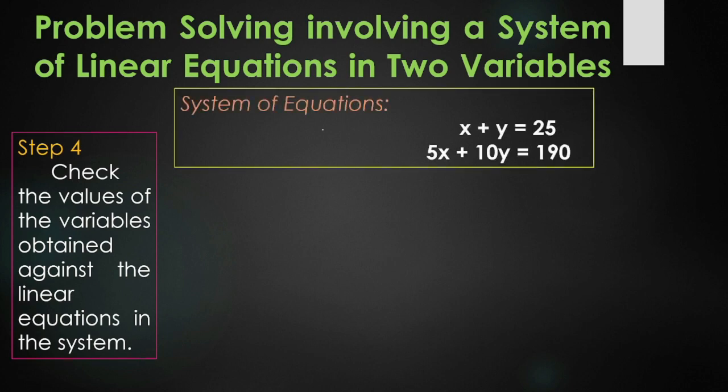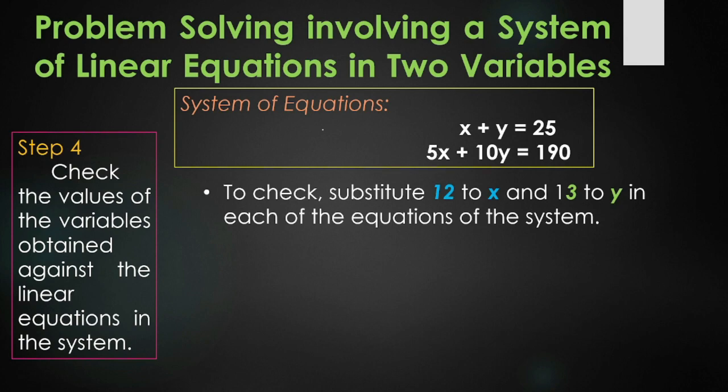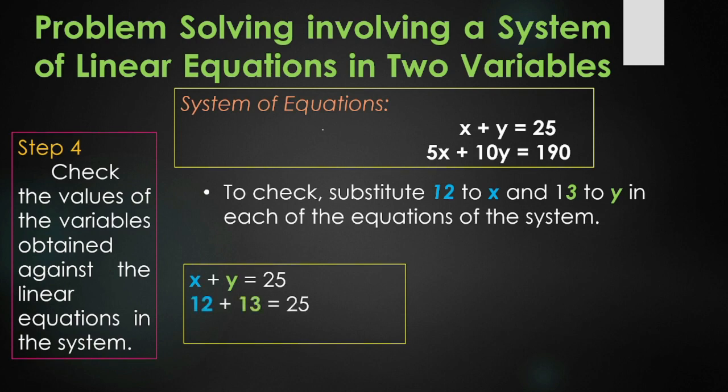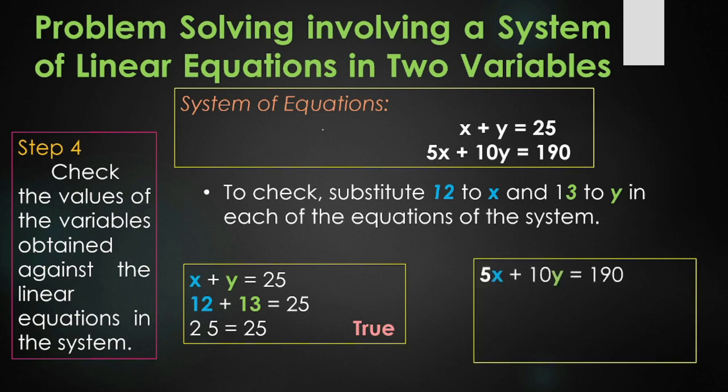So again, we have the system of equations. x plus y equals 25. 5x plus 10y equals 190. To check, we substitute 12 to x and 13 to y in each of the equations of the system. Let's have first equation 1. x plus y equals 25. So 12 plus 13 equals 25. What is 12 plus 13? 25. And 25 equals 25. And this is true.